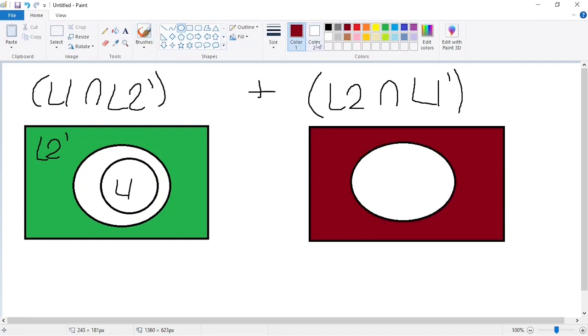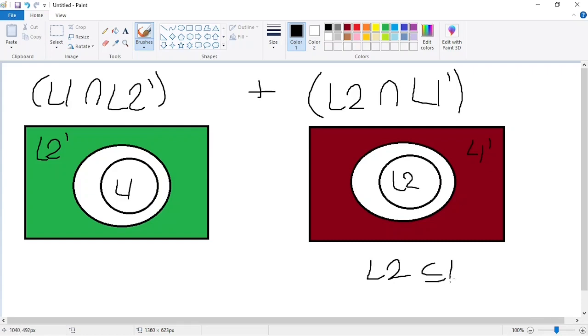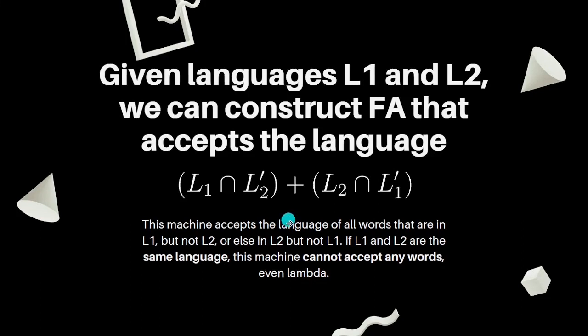Now, for there to be no intersection, L2 must be somewhere in here. So let's label this L2, and this is the complement of L1. So we can see here that L2 is actually a subset of L1. So we can write L2 is a subset of L1. And also, in here, you can see that L1 is a subset of L2. Now, for this to make sense, then L1 must be equal to L2. So that is what is meant by this FA.